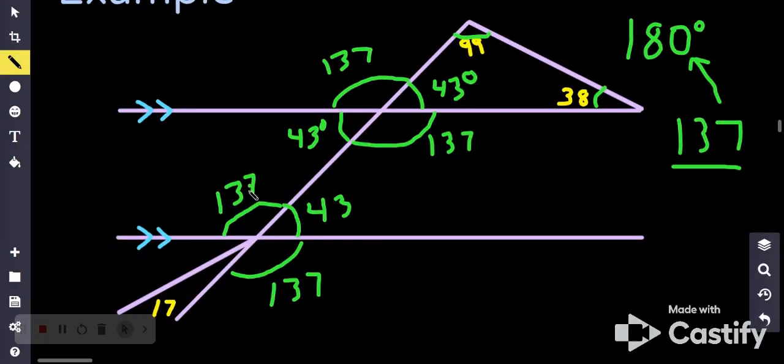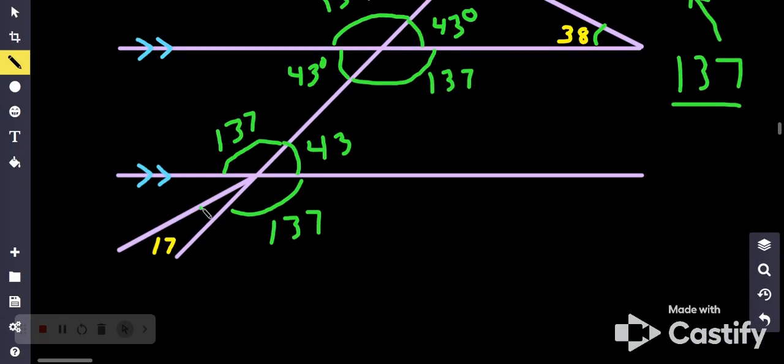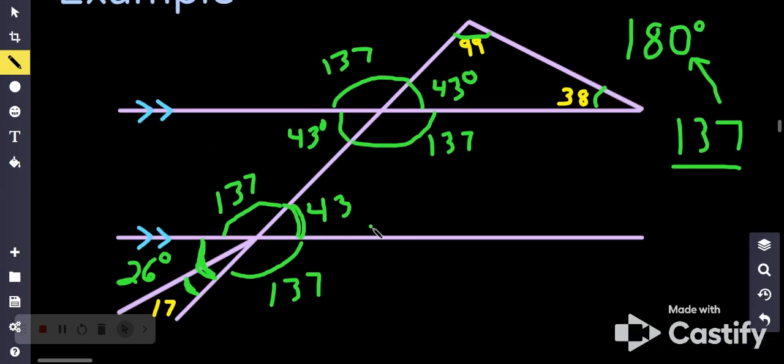137, and now we come to the final part. And so we see this one's actually been broken into two parts on us, but we know that the total of these two angles must equal what? They must equal 43. So I have this chunk already equaling 17, which means that this last bit must be 26. Okay?